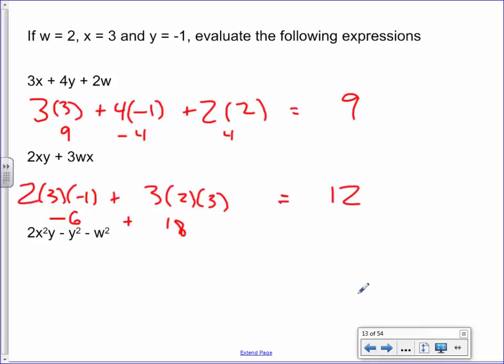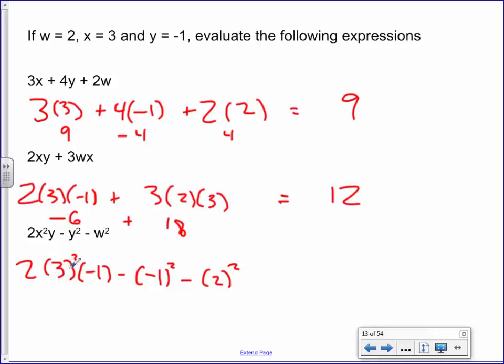Okay, the next one becomes just a little bit more challenging. 2, x was 3, but I have to square the 3. 4 times y by negative 1. Y is negative 1, I'll square it. And w is 2, I'll square it. It's a little more challenging. You've probably done something like this before, though, I'm thinking, right? We can do this in our heads.